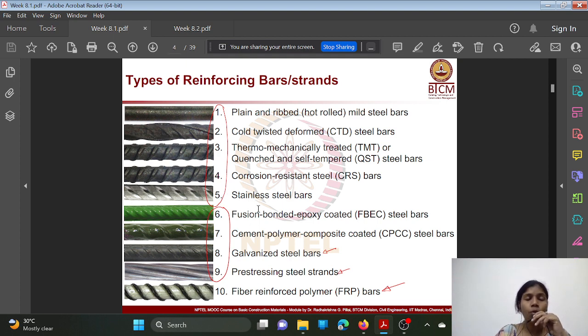And in the coated steels, what we are going to see is, first, fusion bonded epoxy coated steel bars, FBEC, cement polymer composite coated steel bars, CPCC, galvanized steel bars, and pre-stressed steel bars. Okay. As you can understand from the name, these all come under the category of coated steels. That means to the steel reinforcing bars we are applying some sort of coating so that it will be more resistant to corrosion, and it will have some advantages over the plain or uncoated steels. Okay.